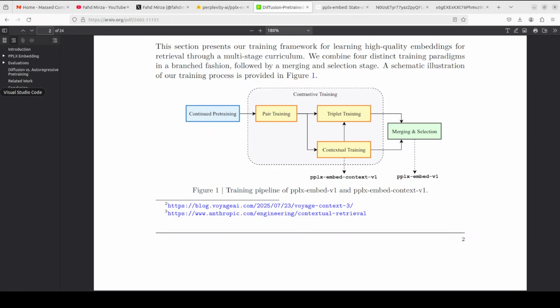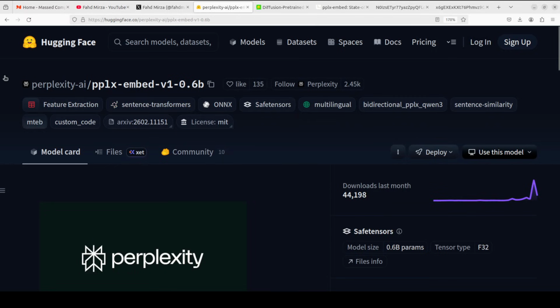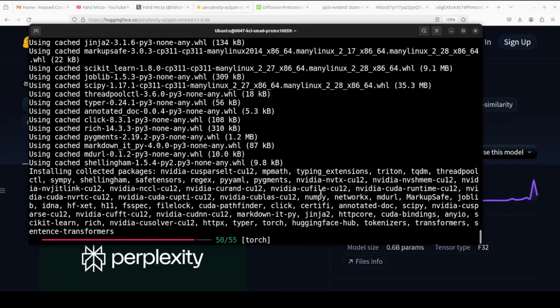There are a lot of other models which we have covered where we needed carefully crafted instruction strings to get their best performance, but not this one. So hopefully now you know much more about this model. Let's go back to our terminal to see what is happening. Almost there.